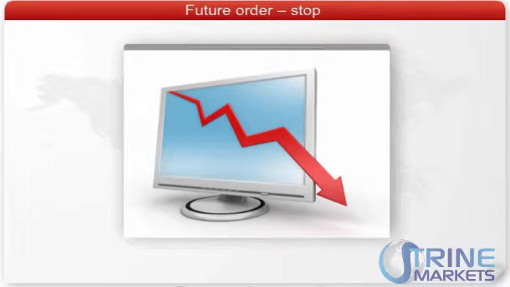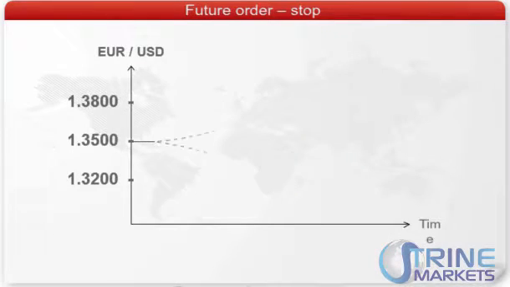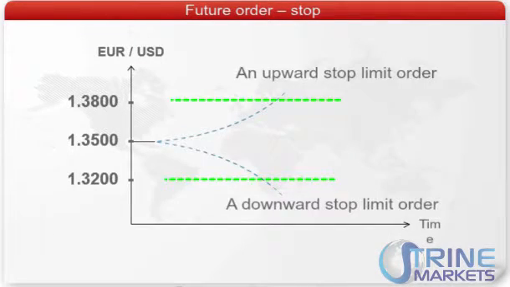A future order, stop. This order functions similarly to the limit order, but in the opposite direction. Utilization of this order is relatively rare, and a portion of the brokers do not offer this option at all. For example, let's assume that the market price for trading of the currency pair Euro-US dollars stands at 1.3500. A purchase stop order would be set above 1.3800. A sales stop order would be set below 1.3200.